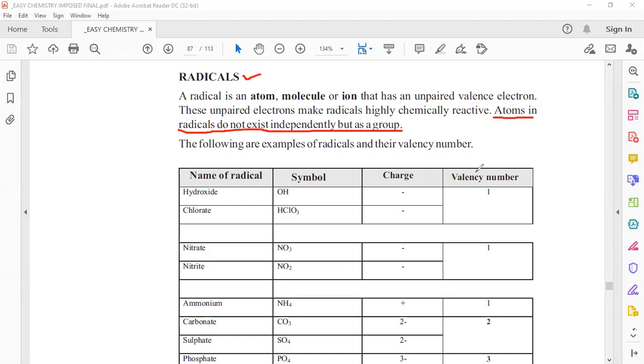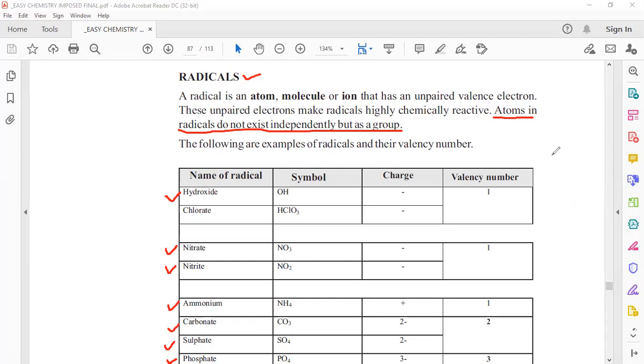We have radicals that are commonly used in formulas, such as hydroxide, nitrate, nitrite, ammonium, carbonate, sulfate, and phosphate. These are the ones that are commonly used in formulas, and we are going to look at examples that involve the same highlighted radicals.